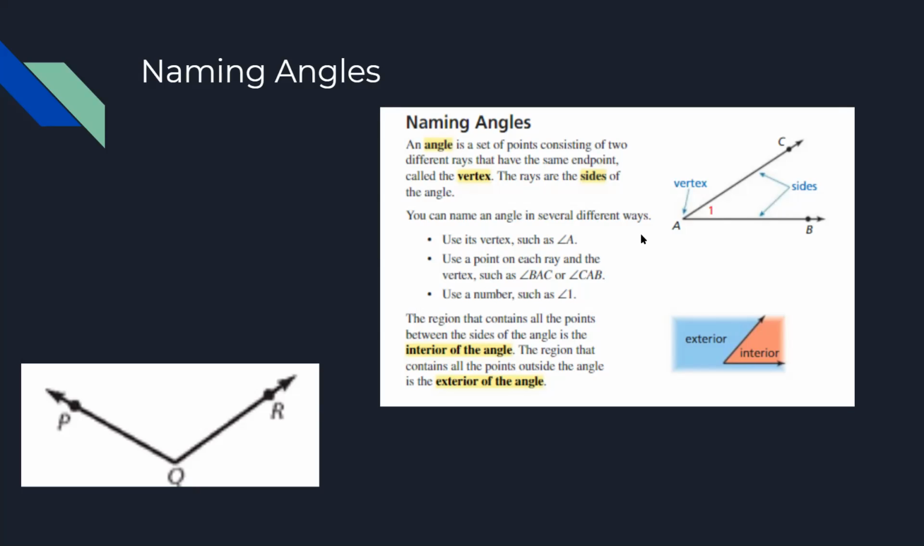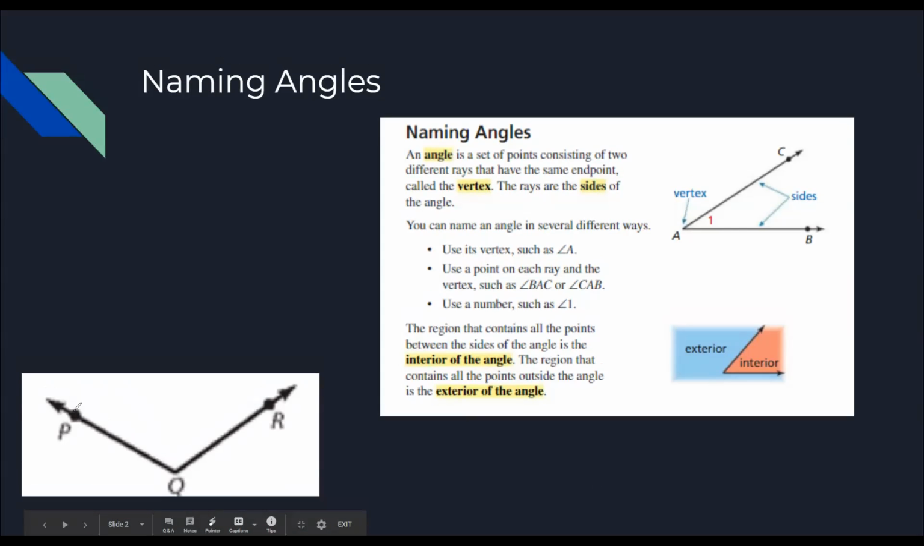The region that contains all the points between the sides of the angle is the interior of the angle. The region that contains all the points outside the angle is the exterior of the angle. So for this example, you can call this angle angle Q or angle PQR or angle RQP.